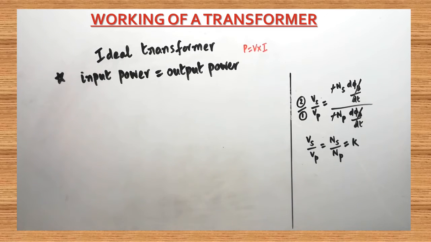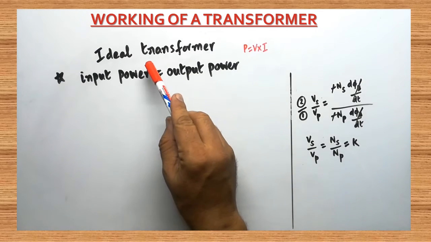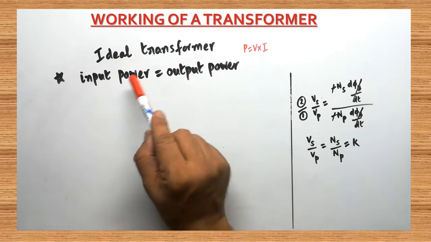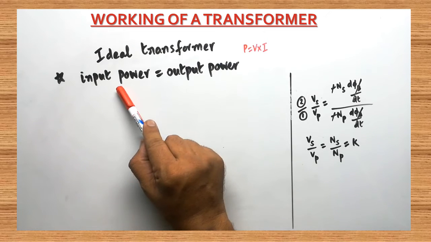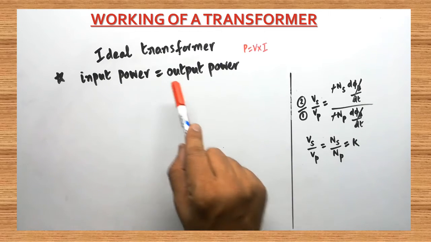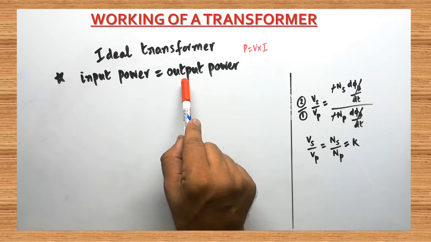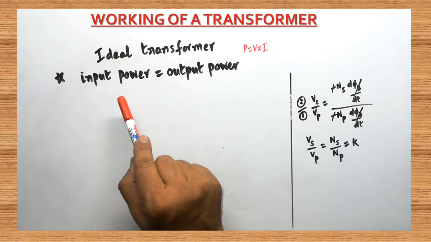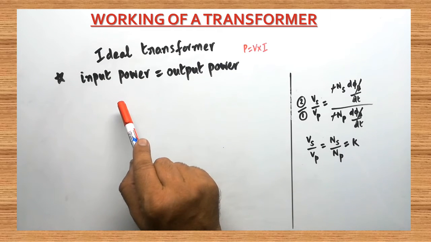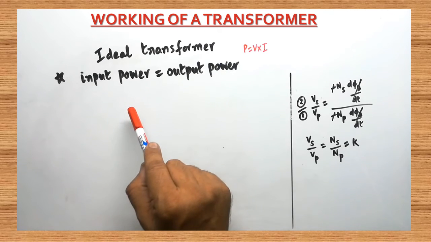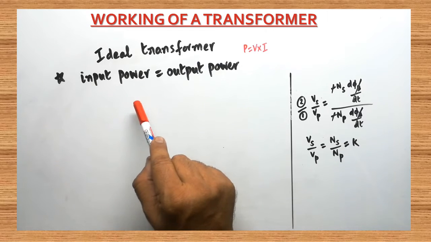Listen here. Now we'll see what an ideal transformer is. Ideal means the input power, the power given in the primary, should be equal to the output power. Only then is the transformer said to be an ideal transformer. But in reality, there won't be any ideal transformer. All are called practical transformers. So let's start the derivation on the basis of that. The transformer must be considered as an ideal one.